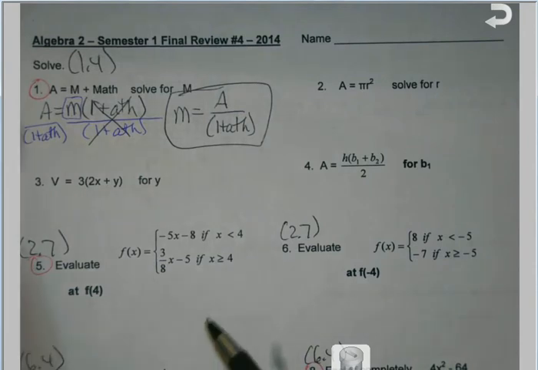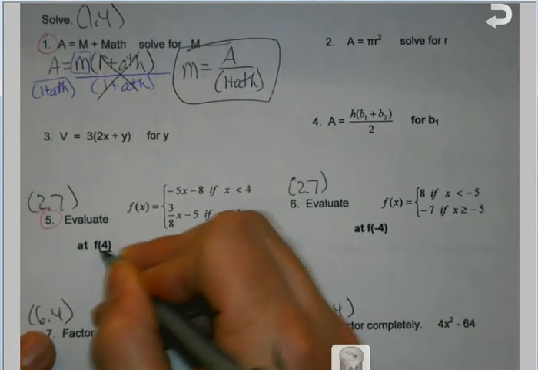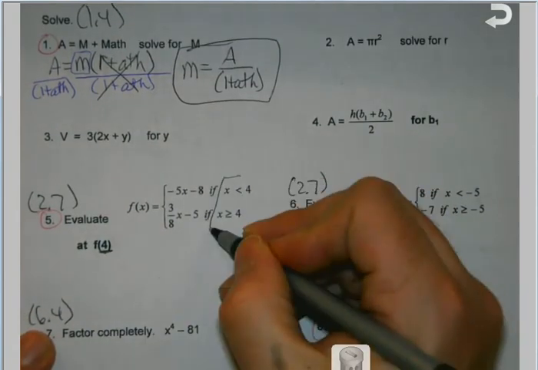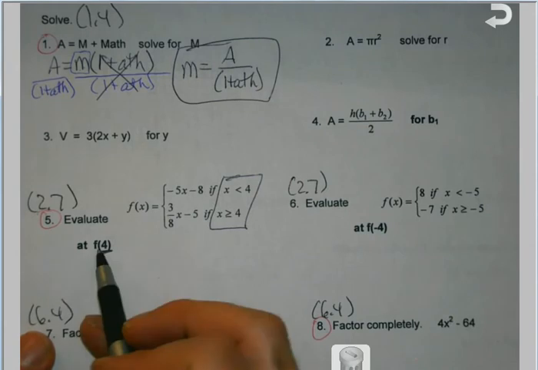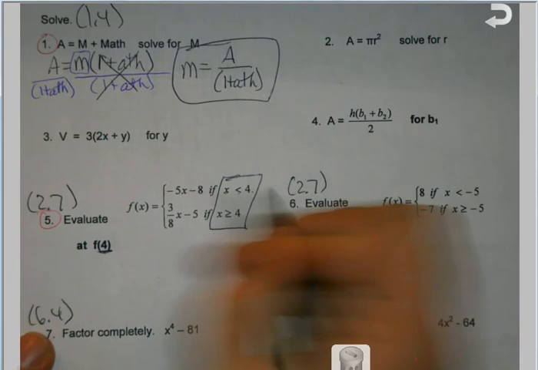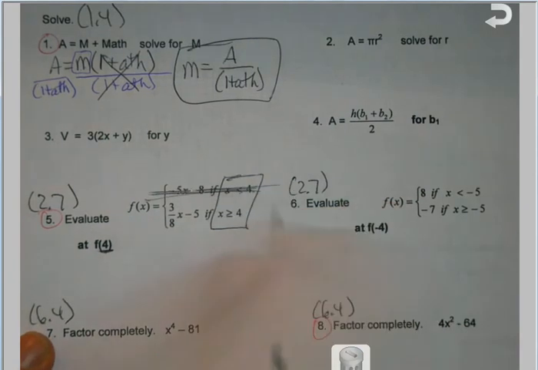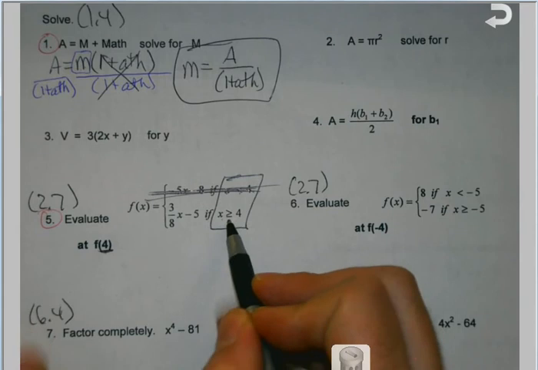Similar to the one we did in the last review. Evaluate it, f of 4. Which one of these is true for 4? Is 4 less than 4? No. Shoot, I'll go so far as to just cross it out because it doesn't work. Is 4 greater than 4? No, but it's equal to it.